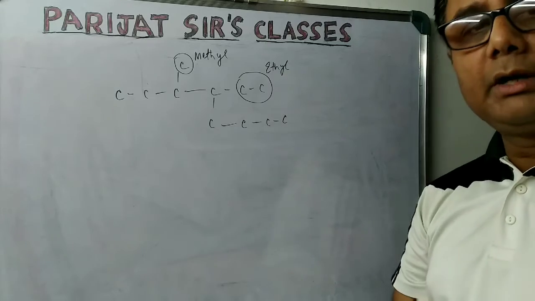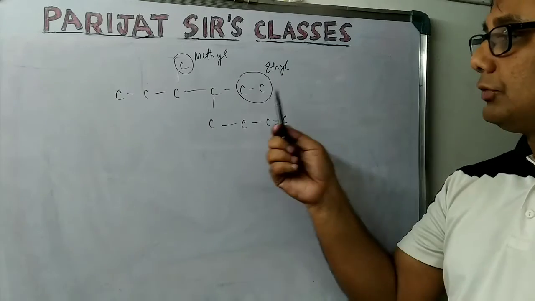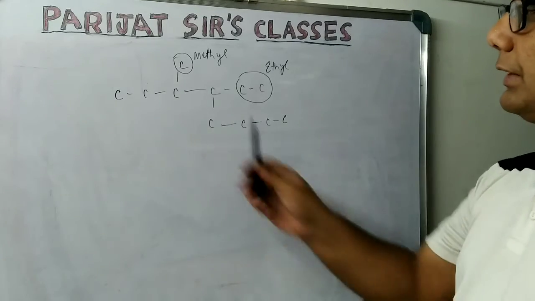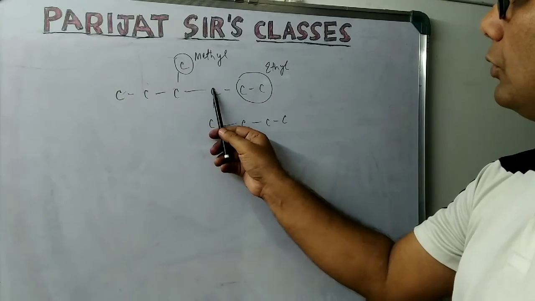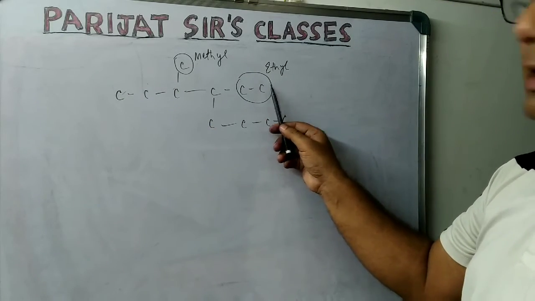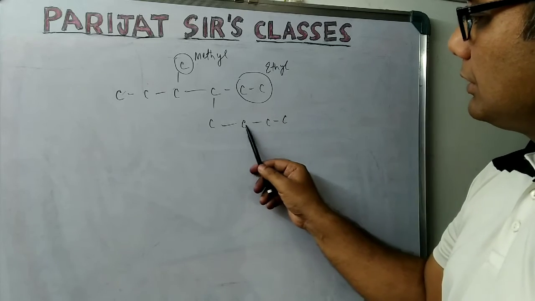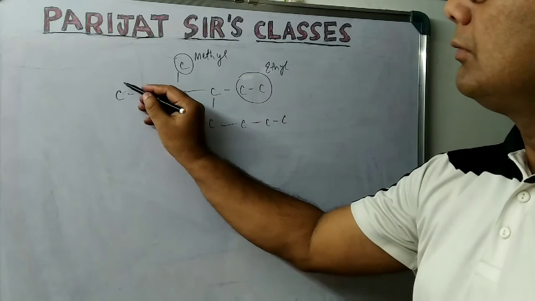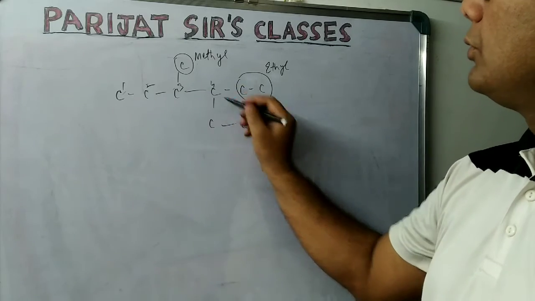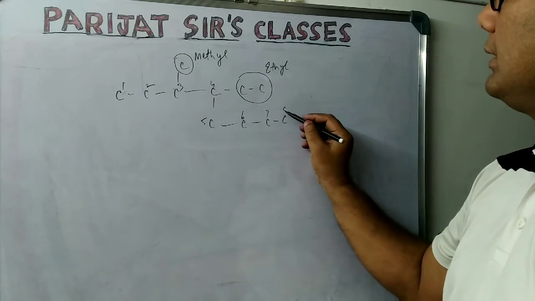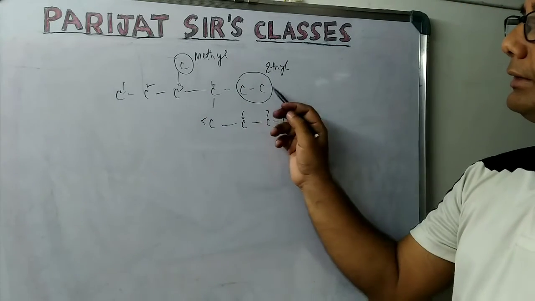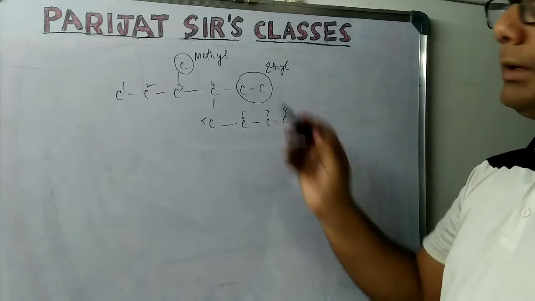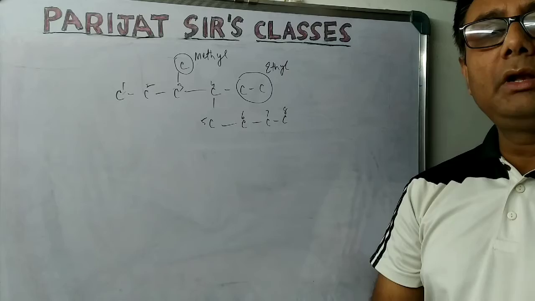So alphabetically, who will be given the preference? Ethyl. So I have to see that this gets the lowest position. Numbering, it will get the lowest position. So if I start from here, 1, 2, 3, 4, ethyl is in the 4th position. And if I start from here, 1, 2, 3, 4, 5, 6, 7, 8. So on this side, ethyl is in the 4th position, and on this side, 1, 2, 3, 4, 5, it will become the 5th position, which we will not take.